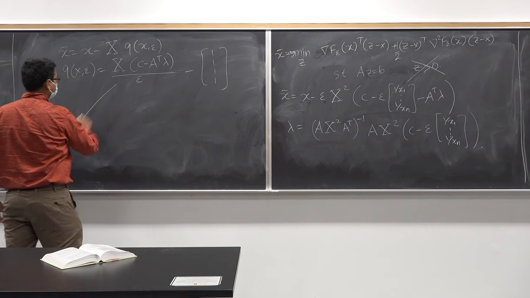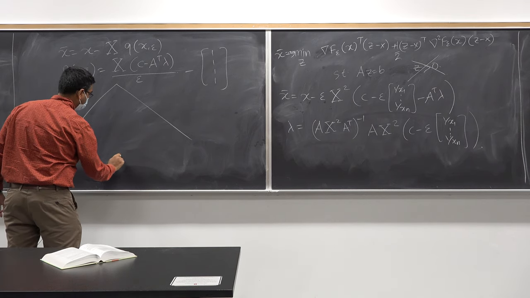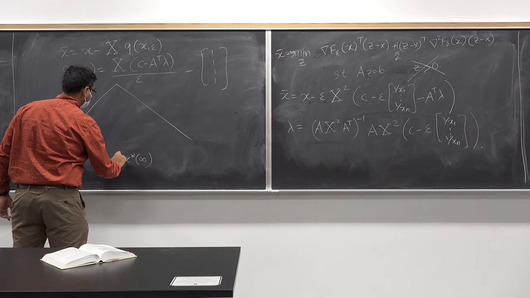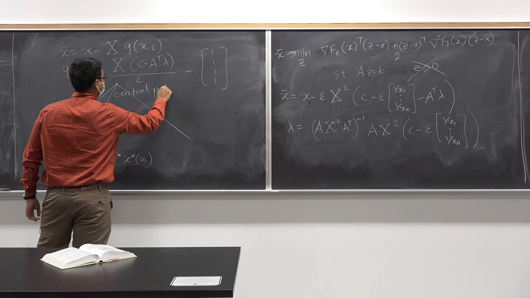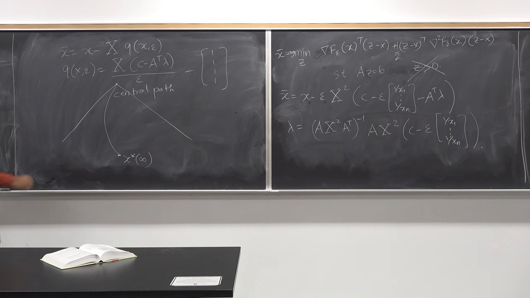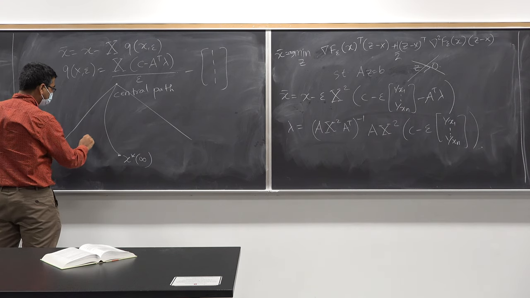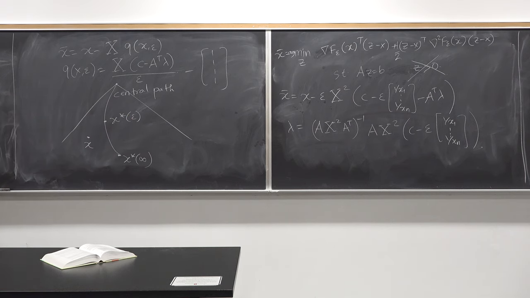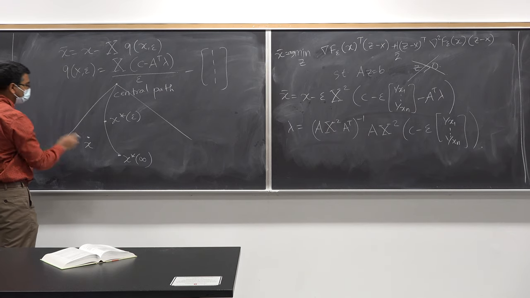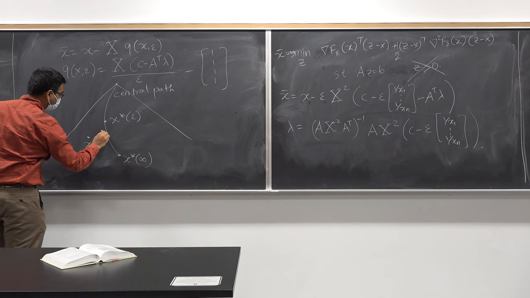Let me draw the diagram again. This is the central path. And I'm sitting here, this is my x, this is my x star epsilon. So I have an epsilon, I'm sitting at x, which is far away from the boundary. And I want to take one Newton step, and I get here, which is my x bar.